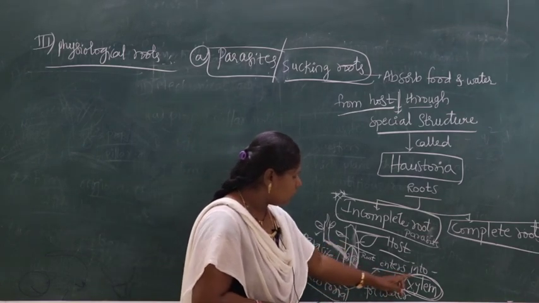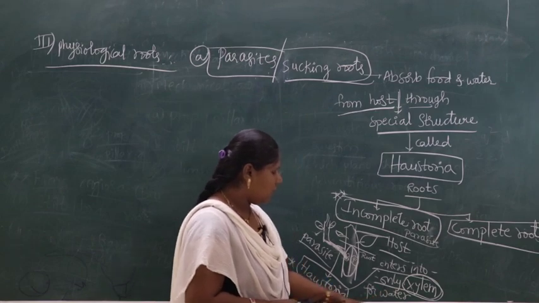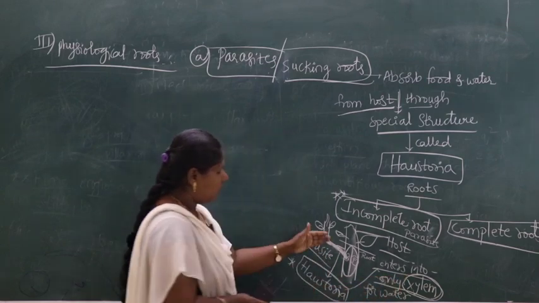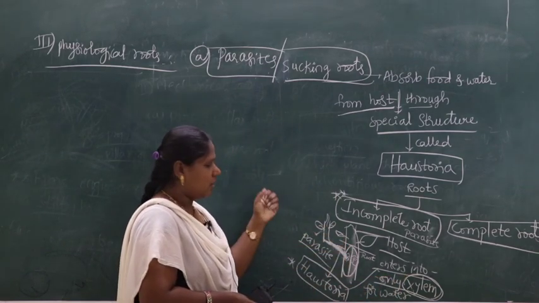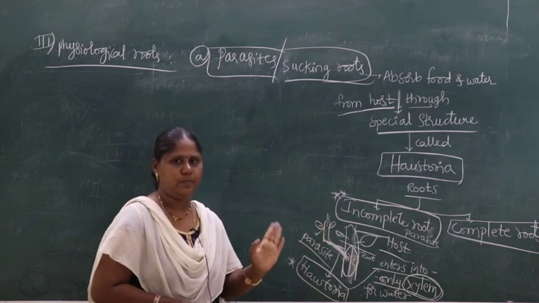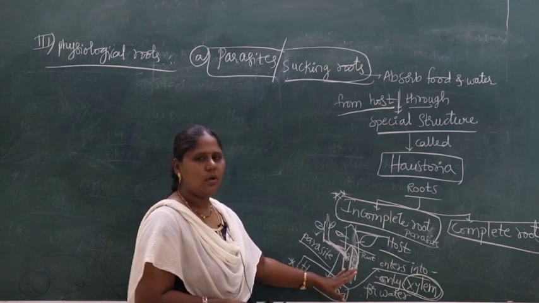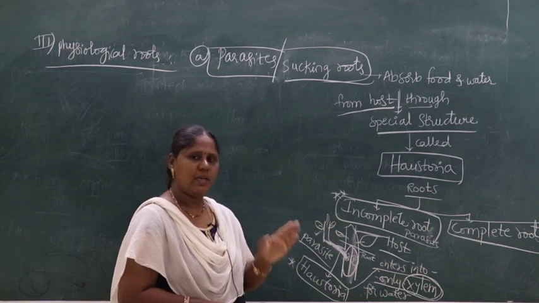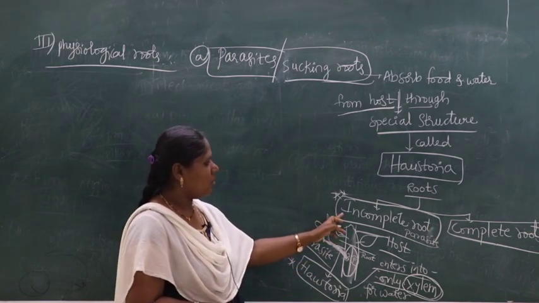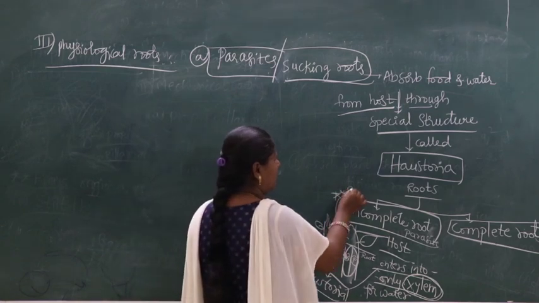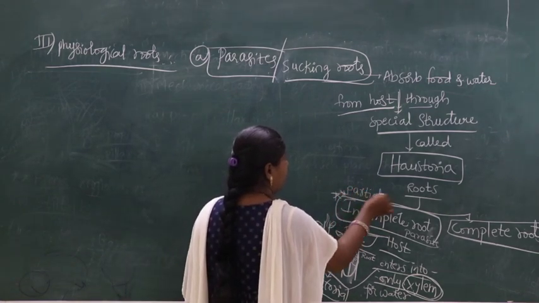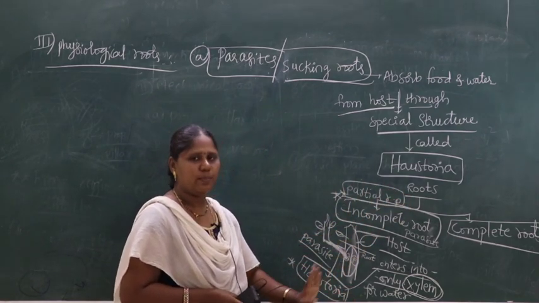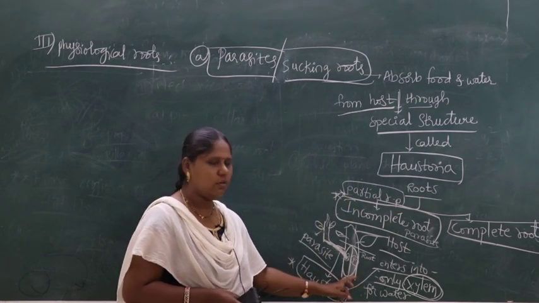With this haustoria, what will it do? Haustoria enters only into xylem for water. It enters and takes the water. It depends only for water, not for food. Partially means only half it depends. That's why it's called incomplete, or also called partial root parasite. So it depends incompletely, not completely. It depends partially only for water.